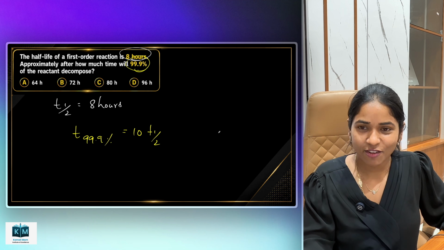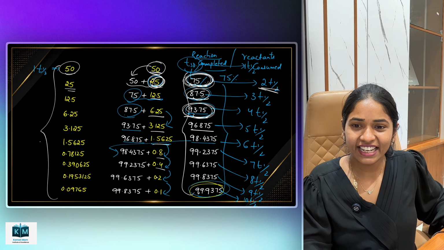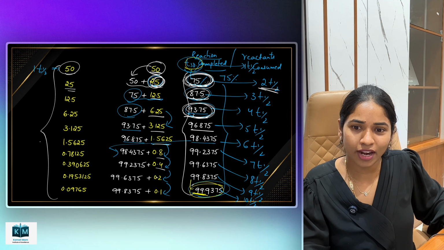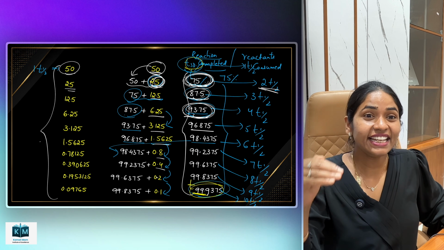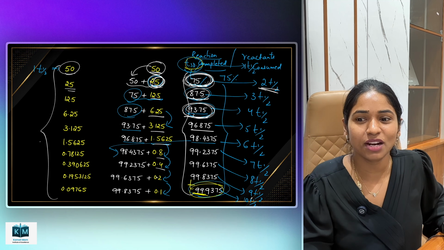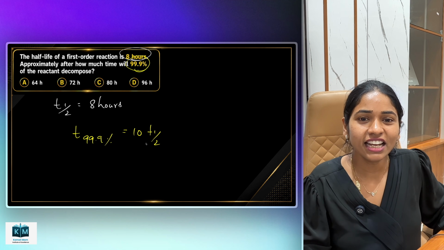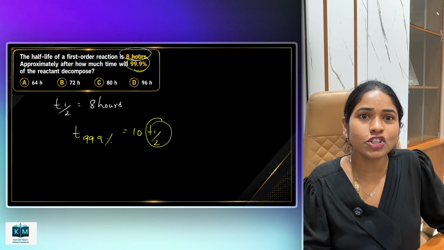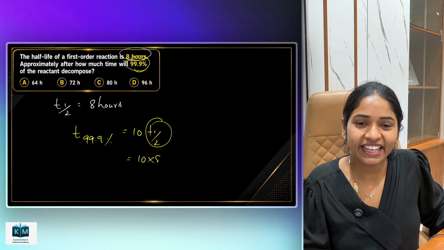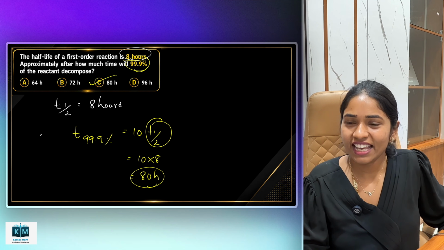See here, this formula, T 99.9%, the time for 99.9% of the reactants to be consumed, is equal to 10 T half. That's it. In the given question, half-life of the first order reaction is given as 8 hours. So 10 into 8, that will be 80 hours. This is the formula. Easy?